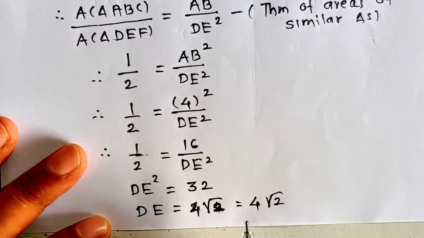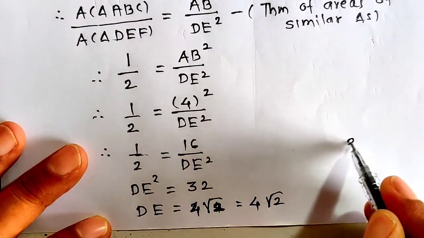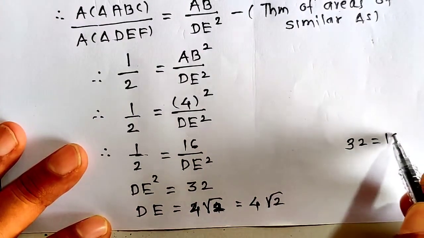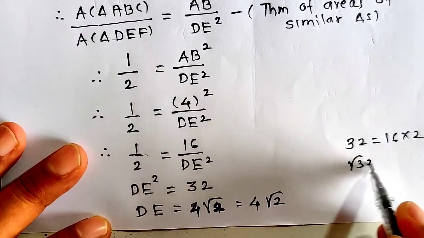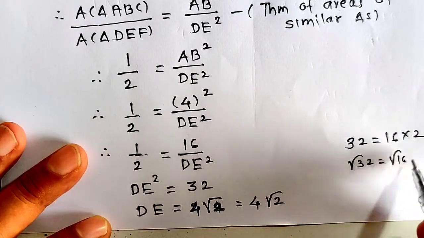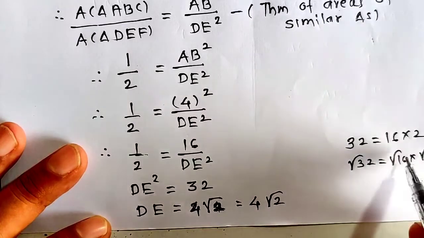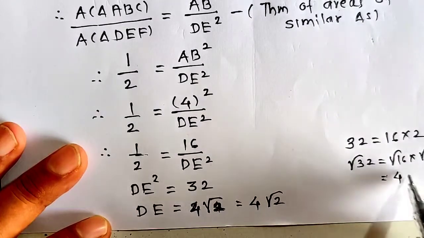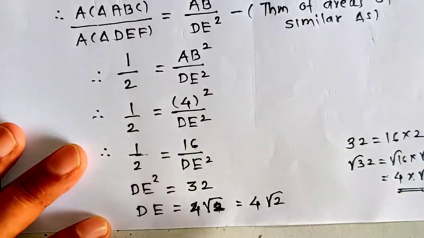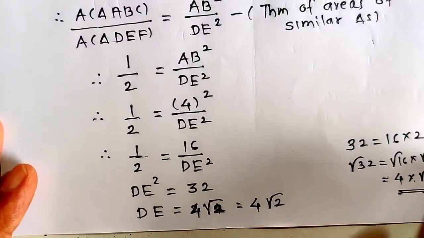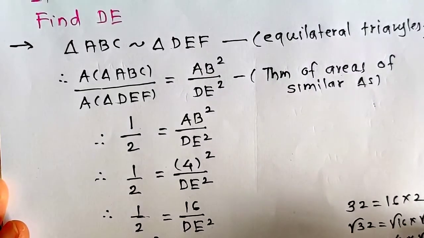Here 32 can be written as 16 multiplied by 2. Whenever we take the square root of 32, we get the square root of 16 multiplied by the square root of 2. So the square root of 16 is 4 and root 2 as it is. So in this way we get our answer 4√2. So here the sixth sum is completed.